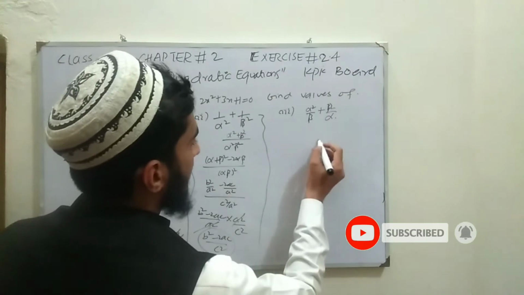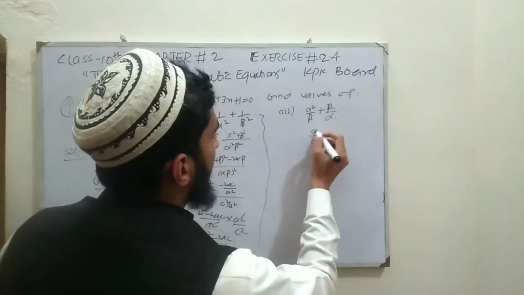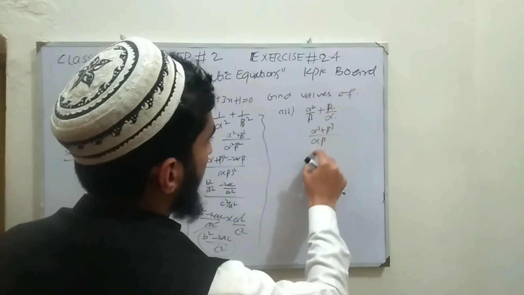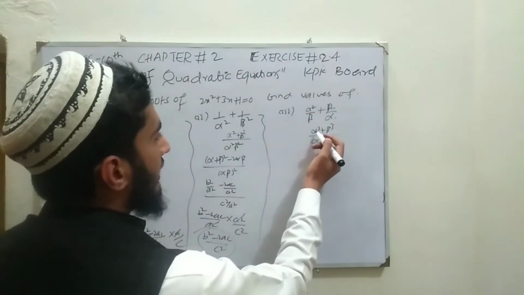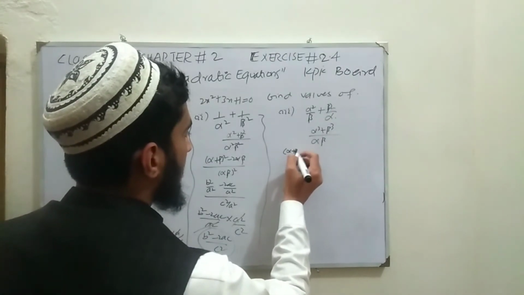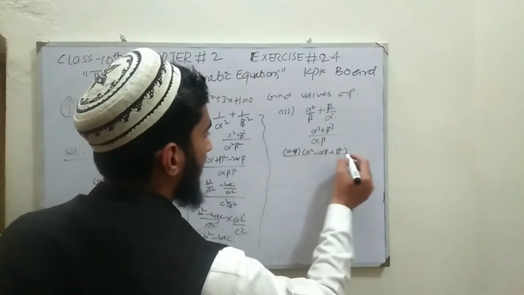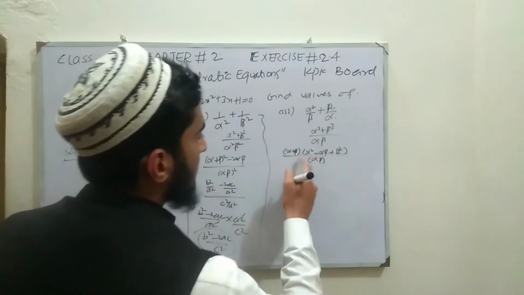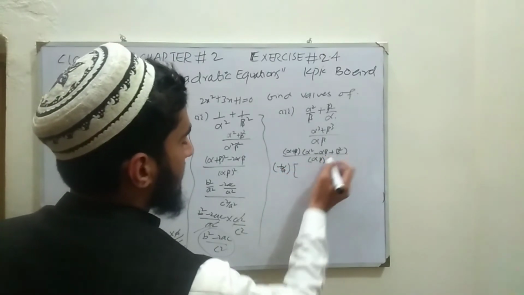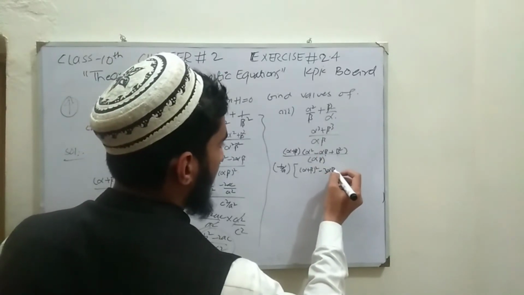Solving for part 3, taking LCM alpha beta, above we are left with alpha cube plus beta cube, because we have alpha square over beta and beta square over alpha. The a cube plus b cube formula is used, which is equal to a plus b into a square minus ab plus b square, over alpha beta. Alpha plus beta is minus b over a. Inside, alpha square plus beta square can be written as alpha plus beta whole square minus 2 alpha beta, and minus alpha beta gives minus 3 alpha beta.